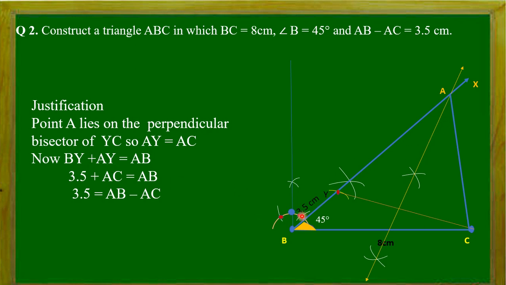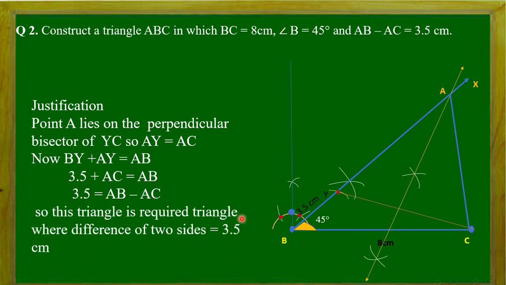Now in place of AY we can write AC as AY is equal to AC. So 3.5 plus AC is equal to AB. When we transpose this AC to the right hand side, we get AB minus AC is equal to 3.5 centimeters. Now we have proved that the difference of AB and AC is 3.5 centimeters. So this triangle is the required triangle where the difference of two sides is 3.5 centimeters.